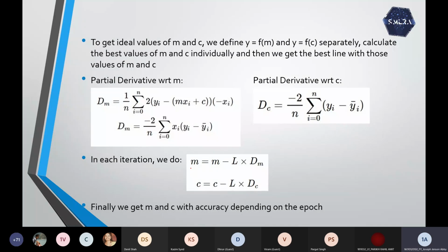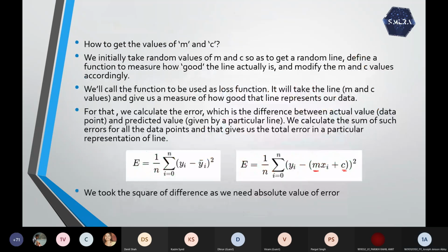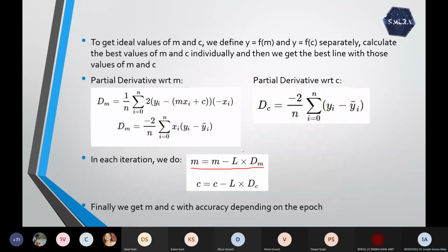And you know the gradient descent algorithm, the steps: m equal to m minus L into dm. This is the next value of m: current value of m minus learning rate times derivative with respect to m. Now, if you notice here, what was our function? 1 by n is constant, leave it, summation (yi minus (mxi plus c)) whole square. So take the derivative with respect to m, 2 will come here. Then take the coefficient of m, that is minus xi, and this square will go away. That's what you have done here, the partial derivative with respect to m.